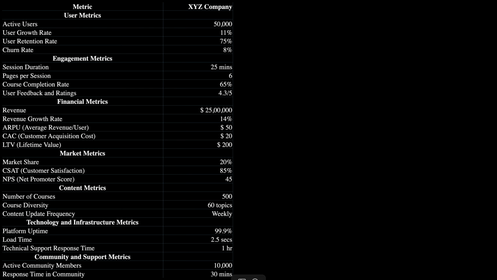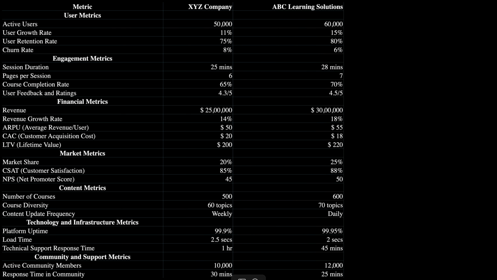Now use a comparative analysis to compare each of those metrics side by side. So we have all the user metrics again. Let's say XYZ is my company, and there is another company called ABC Learning Solutions. So you see a different comparison here.